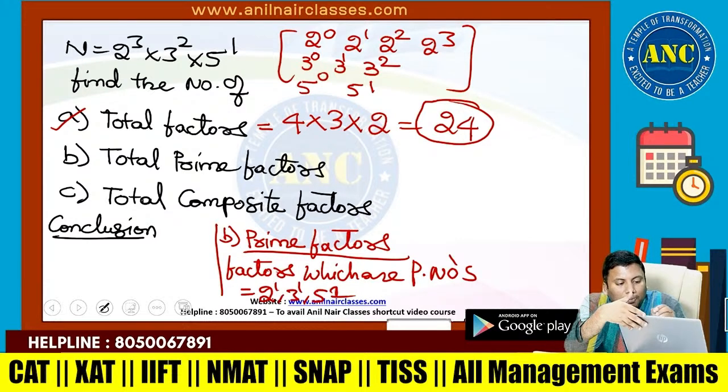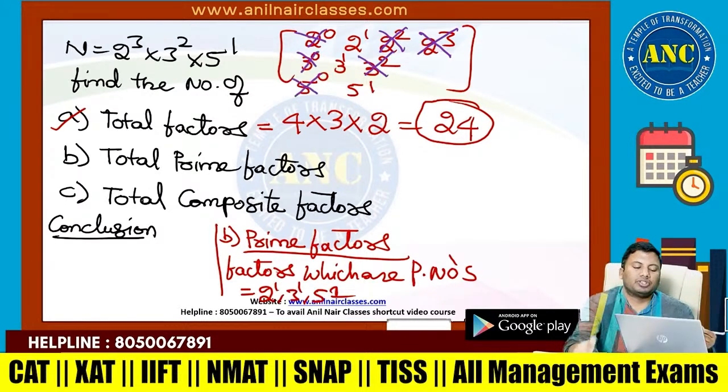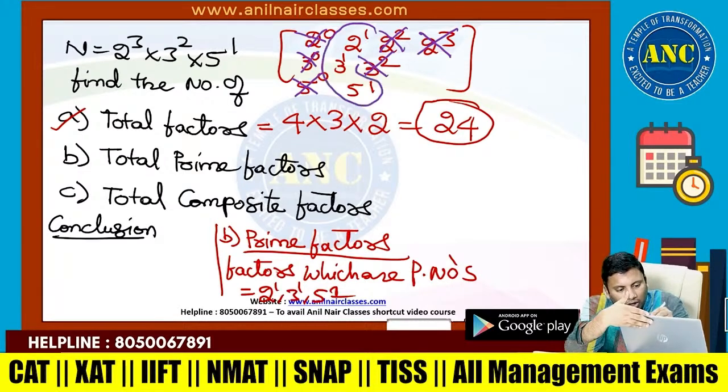Any power of a prime number greater than 1 is a composite number. 4 is composite, 8 is composite, 9 is composite, and 1 is neither prime nor composite. So these are eliminated. Totally how many did you get? 2 power 1, 3 power 1, 5 power 1.